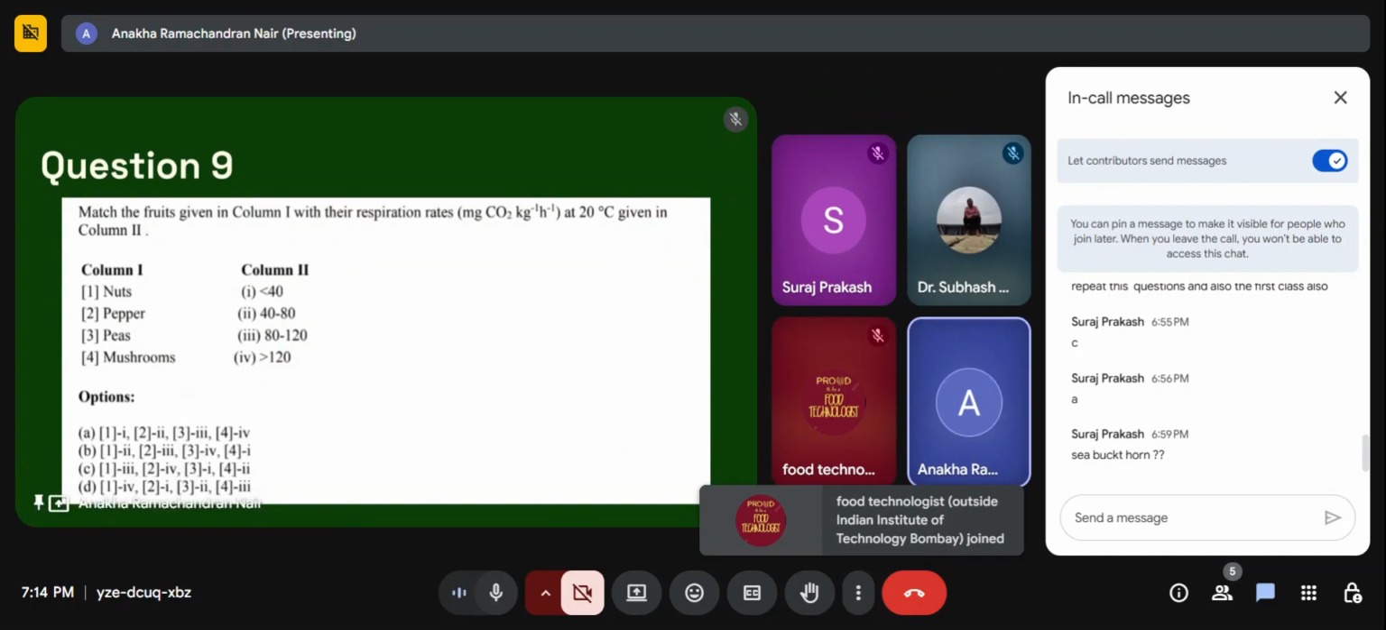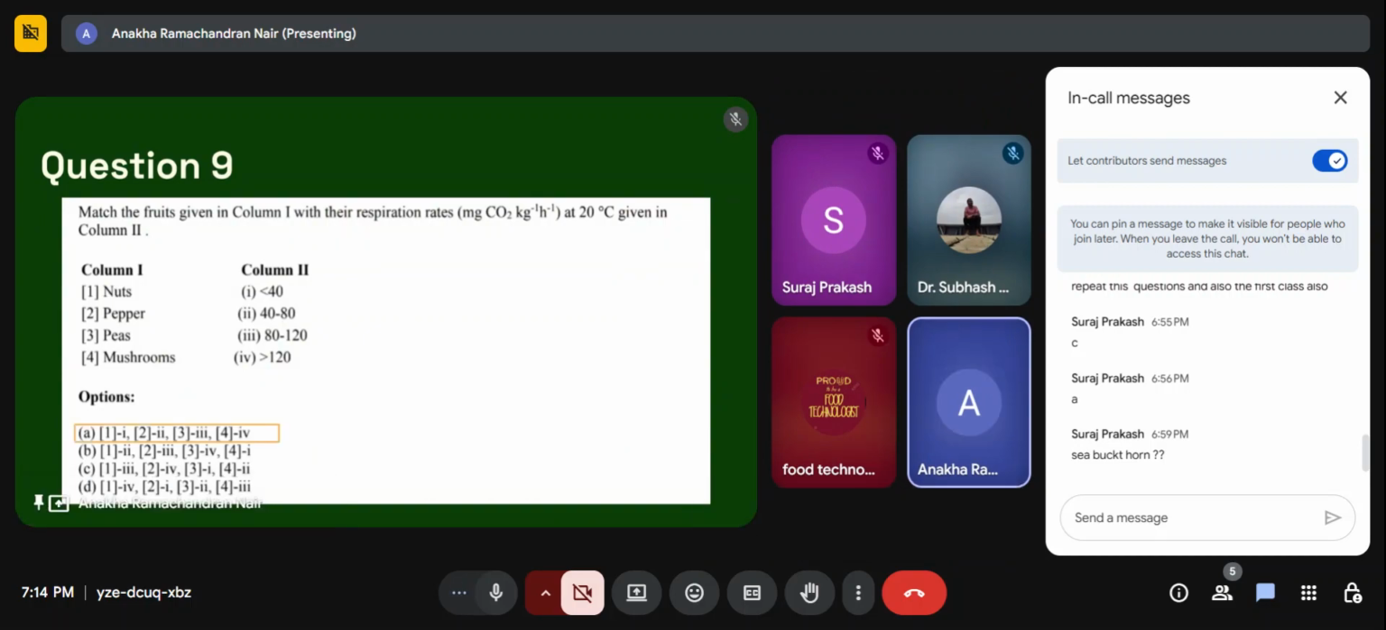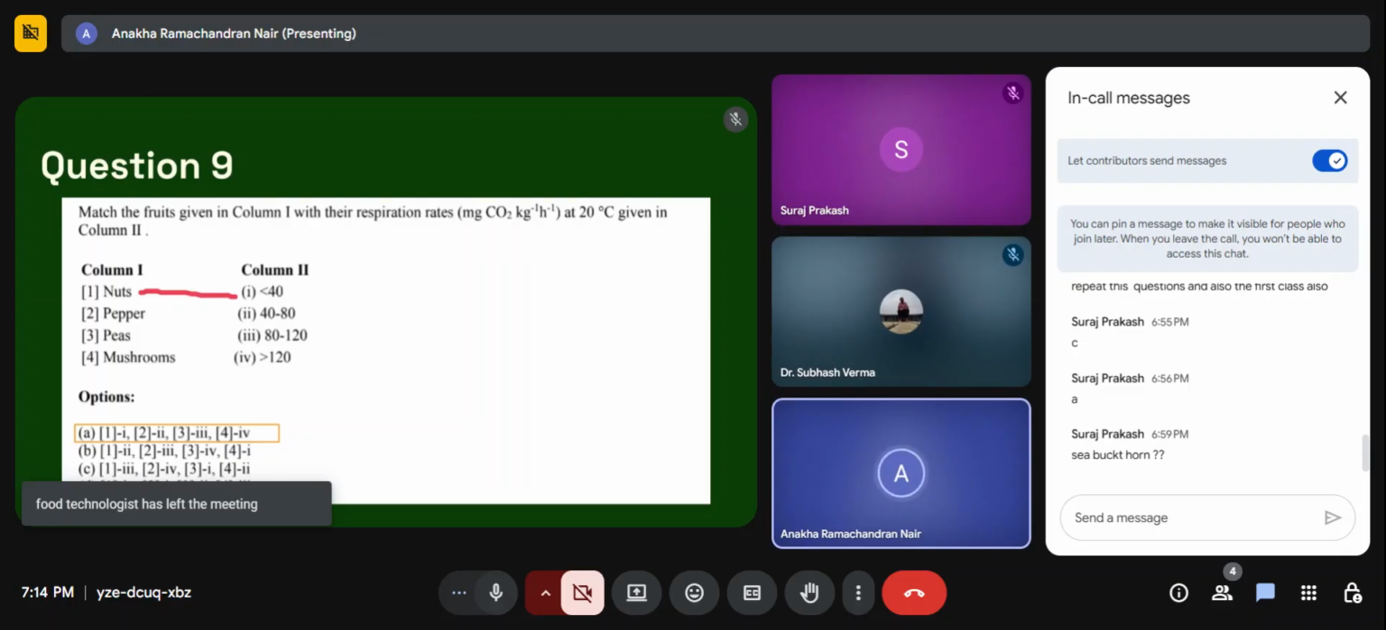So since I'm not seeing any guesses, I'll move on to the answer. The answer is option A, and it's very simple, right? Nuts amongst these four have the lowest respiratory rate and therefore the highest shelf life.